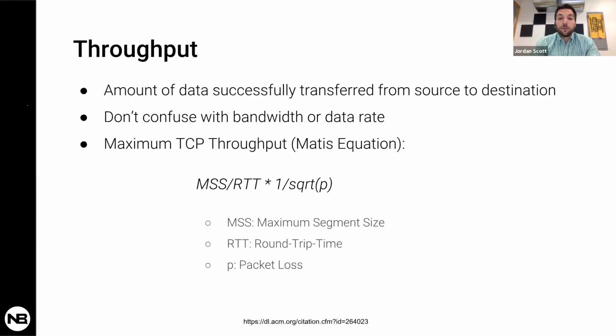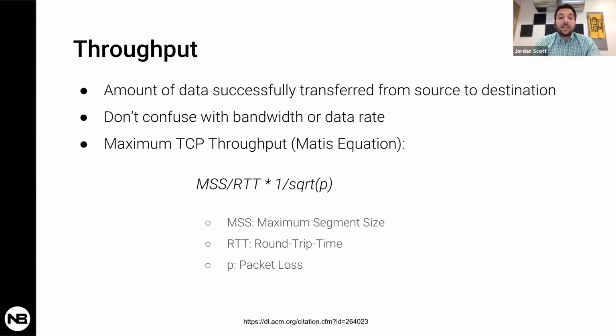Finally, we can cover throughput. Throughput is the amount of data successfully transferred between a source and a destination. This parameter should not be confused with bandwidth or data rate. Bandwidth, like data rate, is the maximum throughput achievable on the network or link and is generally established by the media and encoding technologies. Throughput is the actual transfer rate achieved between two hosts.